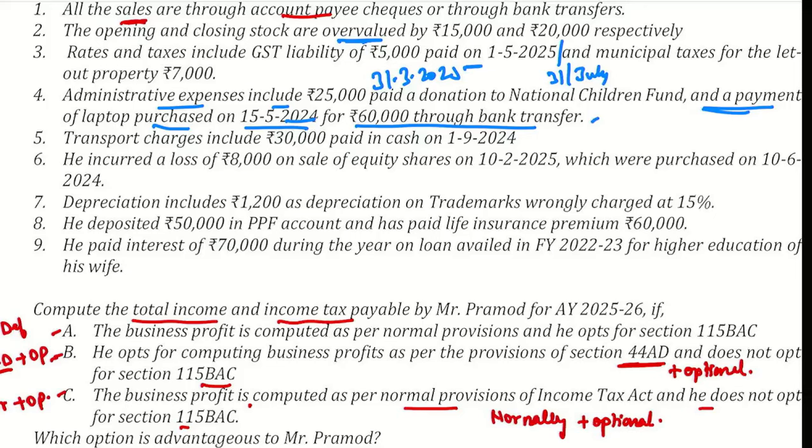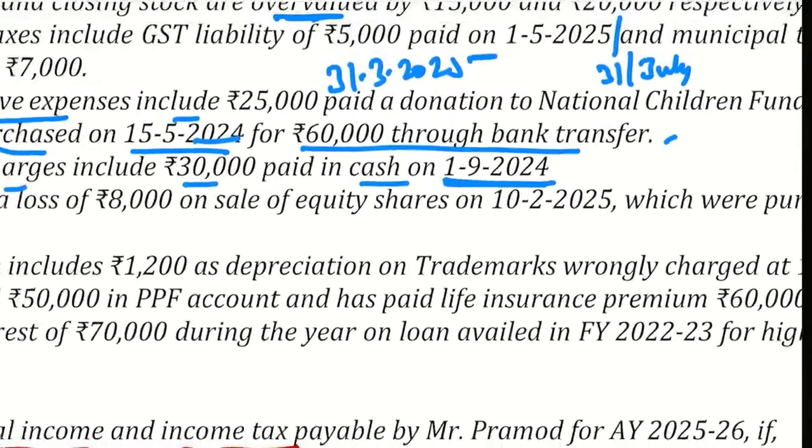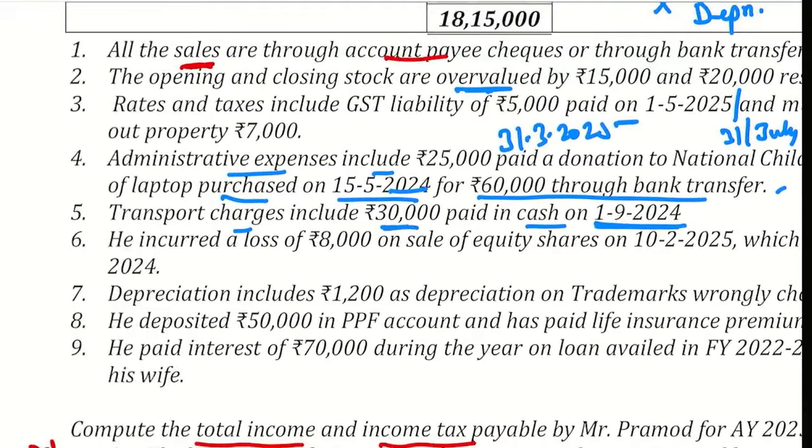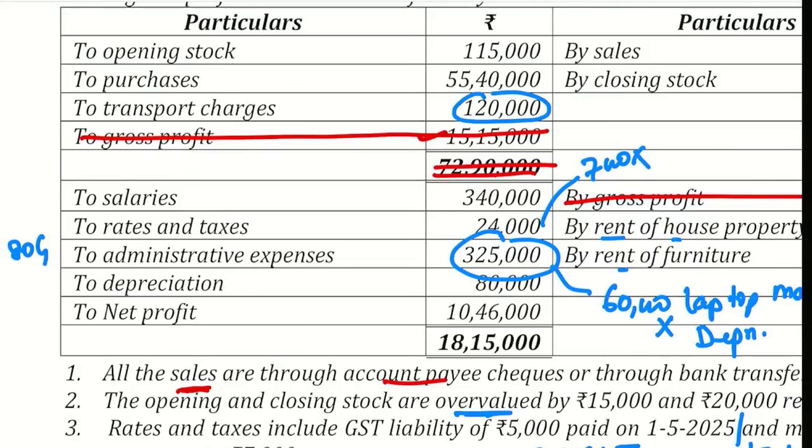Fourth point done. Transport charges include 30,000 paid in cash on 1/9/2024. 1/9/24 is September 24 during the year. We have paid transport charges of 30,000 in cash. Okay, transport charges paid in cash.